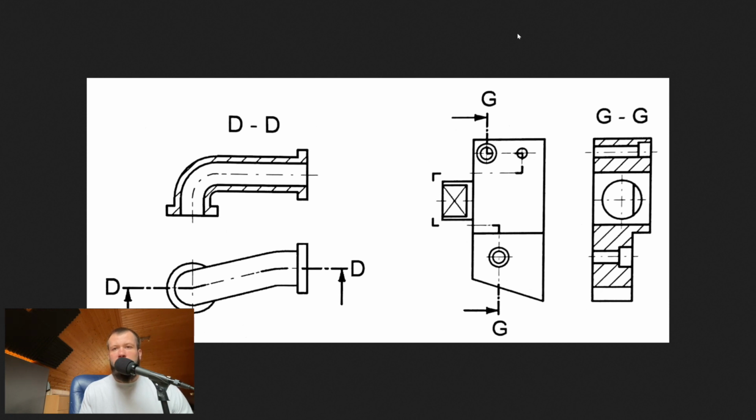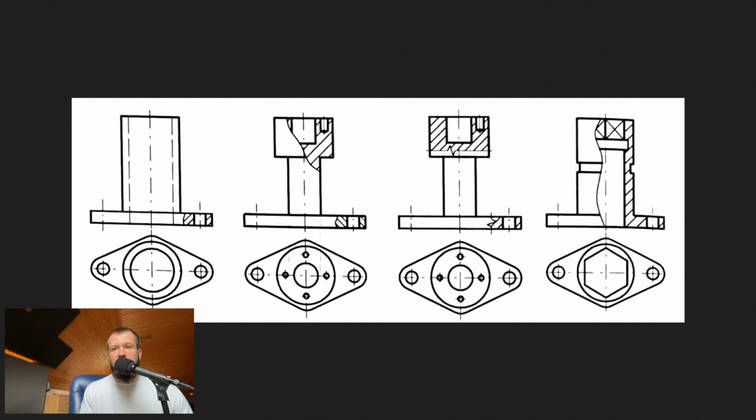Another frequently used cut is the so-called local cut, which is often used to save space on the drawing. In this case, the cut doesn't need to be drawn across the whole part, but only at the point where something needs to be shown.